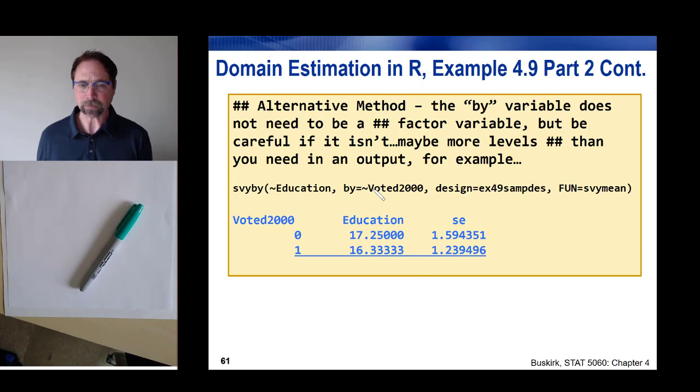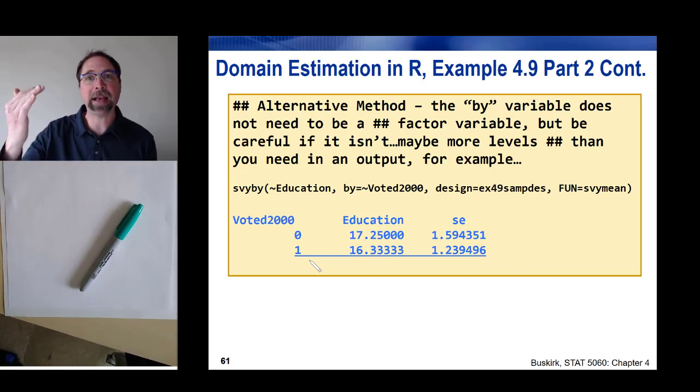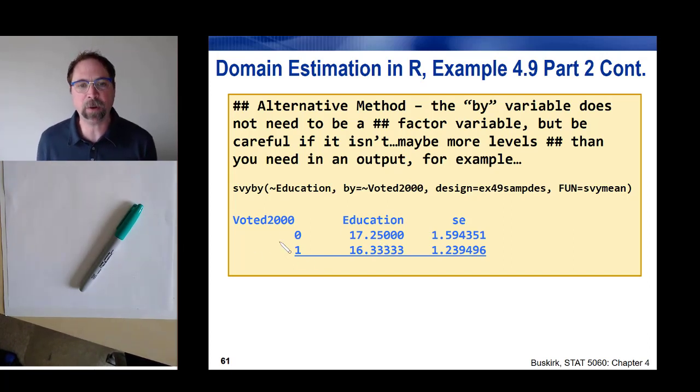Now in our case, we only cared about those who voted in the 2000 election. So you're going to get multiple rows. This is very similar to what happens when you're trying to get survey proportions by a classification variable that has 5 levels and you really only care about one level. You're going to get multiple levels in the output, but you can just focus in on the level that you want.